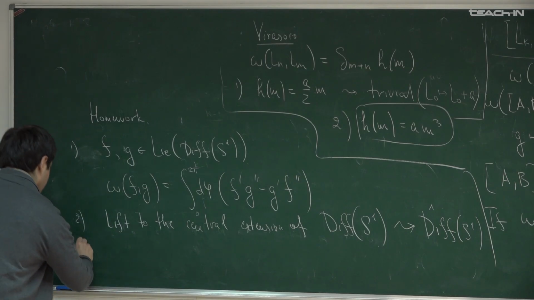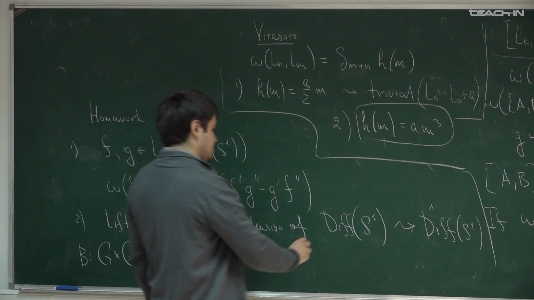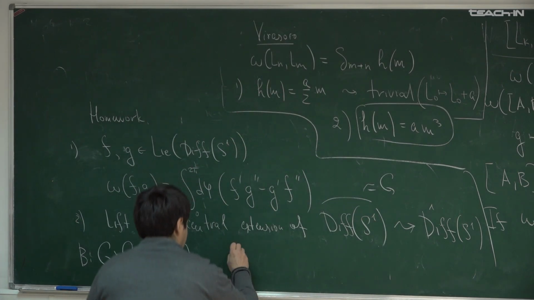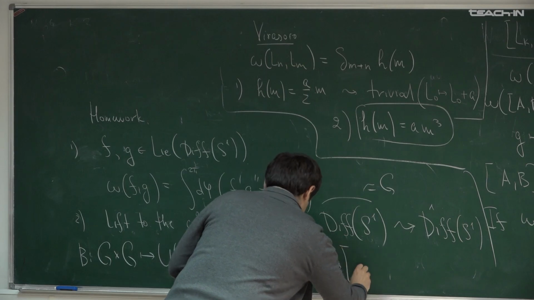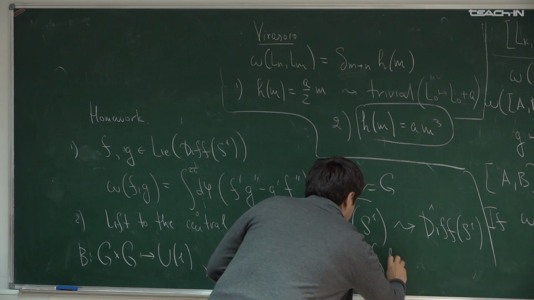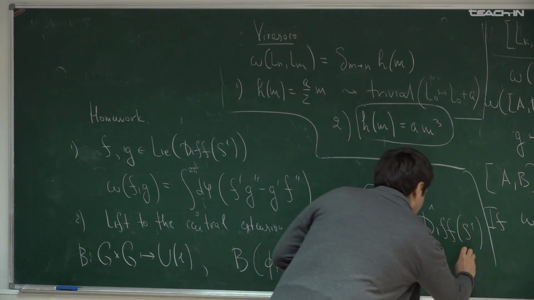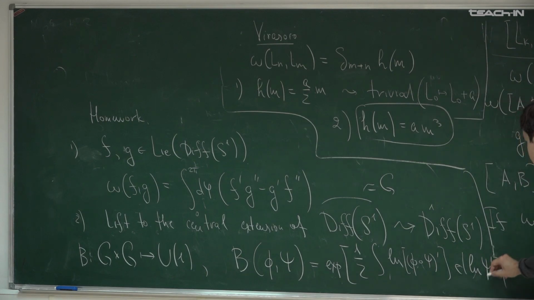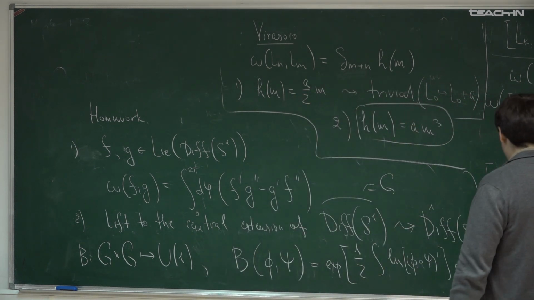Here there is also a cocycle which is called the Bott cocycle, a map G times G goes to U1, where G is the diffeomorphism group. The task is to show that it has the following form: phi and psi are two maps of the circle to itself that are diffeomorphisms, and the cocycle is the exponent of 1/2 integral of the logarithm of phi composed with psi prime times d logarithm psi prime. Okay, this is the Bott cocycle.